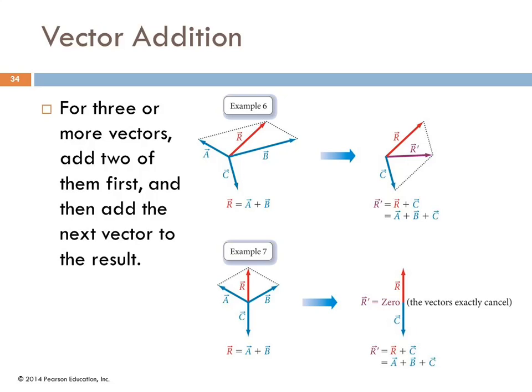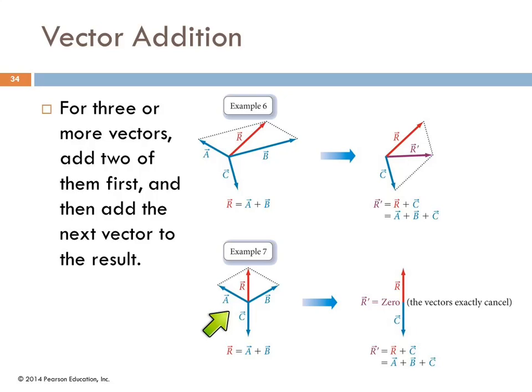When you have 3 or more vectors, things get a little more complicated, and they're often going to be in 3 different dimensions, not just in 2 dimensions. But you take them 2 at a time. So here in example 6, we've got vectors A, B, and C. So first, we're going to add A and B by making that parallelogram, and we'll get this vector R. Then we'll take R, the red one, and add it to C, again making a parallelogram, and we'll get the purple one. And that's the result of adding all three of those vectors together.